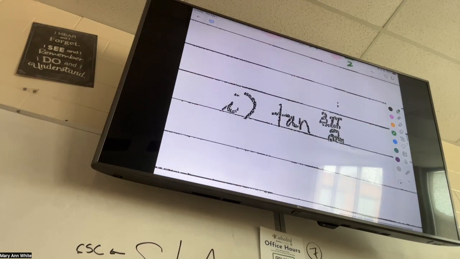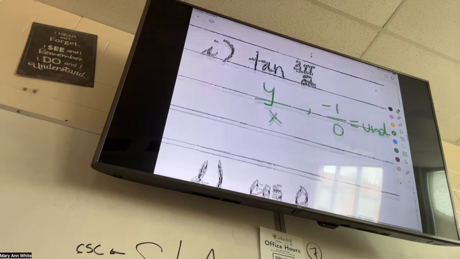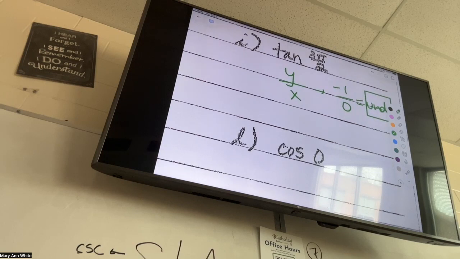All right. Tan of 3 pi over 2. That's going to be a tiny bit more work. But we know tan is y over x. What's your y at 3 pi over 2? And what's your x? 0. What happens when we do a number divided by 0? Undefined. Good. When we start doing tangent, cotangent, secant, cosecant, we may get a couple undefined answers, and that's okay.